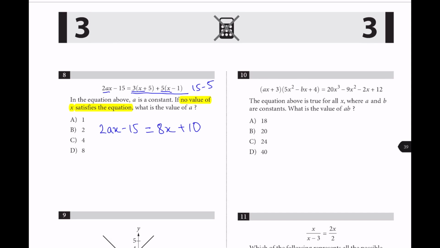Now if we don't want this equation to have a solution, we want these parts to cancel out. And if that cancels out, we get something like negative 15 equals 10, which doesn't make sense. But the whole point of this question is to find A in such a way that the equation doesn't make sense, which is what it means by no value of x that satisfies the equation. So for that to happen, we need 2a equals 8. That gets us A is equal to 4. So the answer is C as 4.